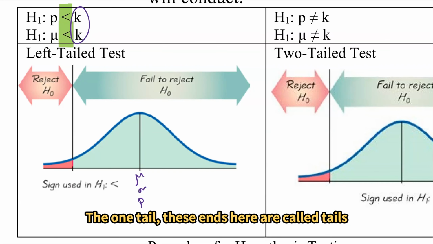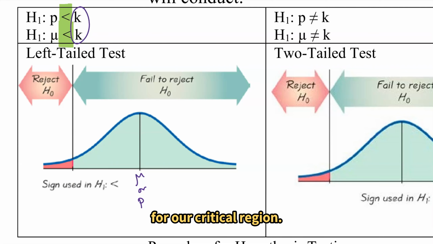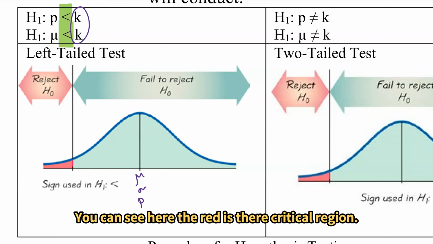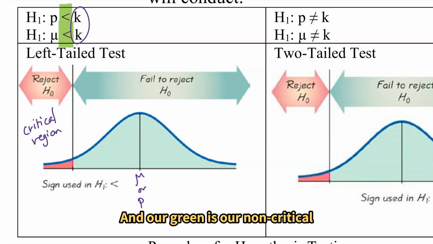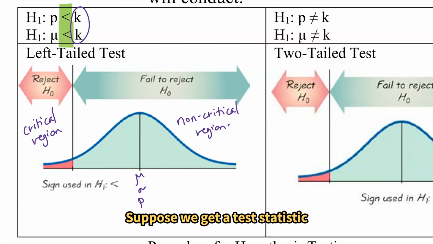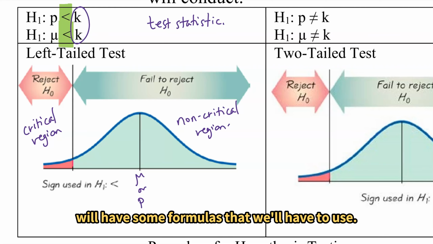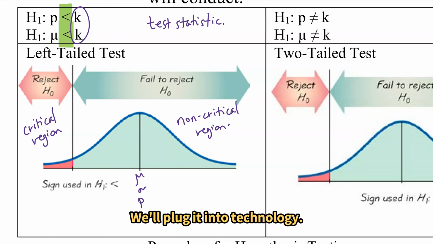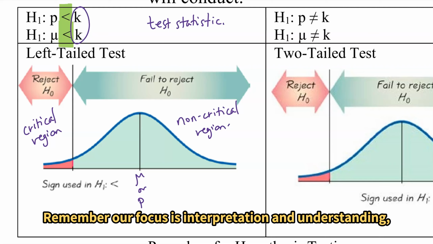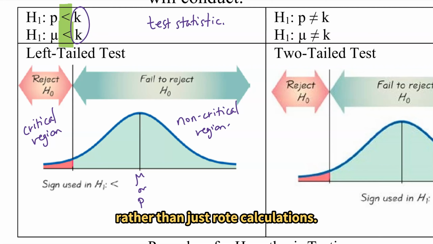It's a one tail. These ends here are called tails. And we're only looking at one of them for our critical region. And you can see here the red is our critical region and our green is our non-critical or our non-rejection region. Suppose we get a test statistic from our calculations for the hypothesis test. So the hypothesis test will have some formulas that we'll have to use. We'll plug it into technology. Remember, our focus is interpretation and understanding rather than just rote calculations.